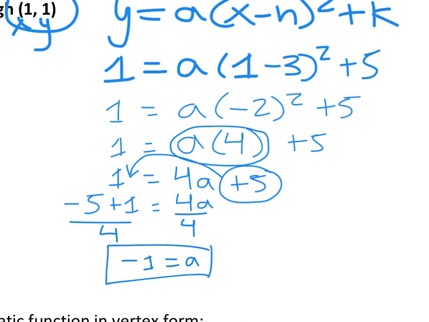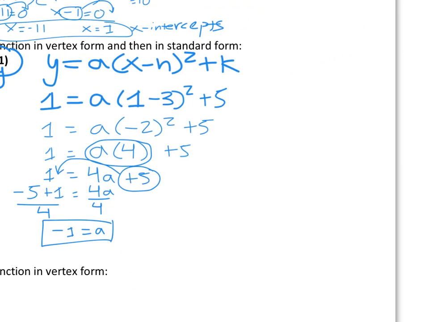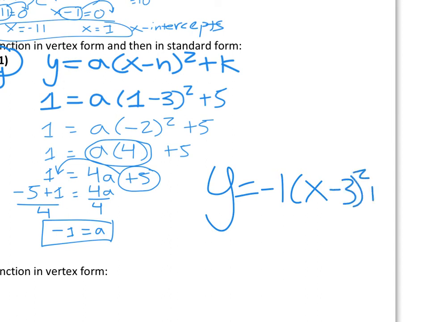Now that I have my a value, I'm going to write my equation with the variables x and y as variables, like we always do. So y is equal to a, which is negative 1, bracket x, which we leave as a variable, minus 3, plus 5.